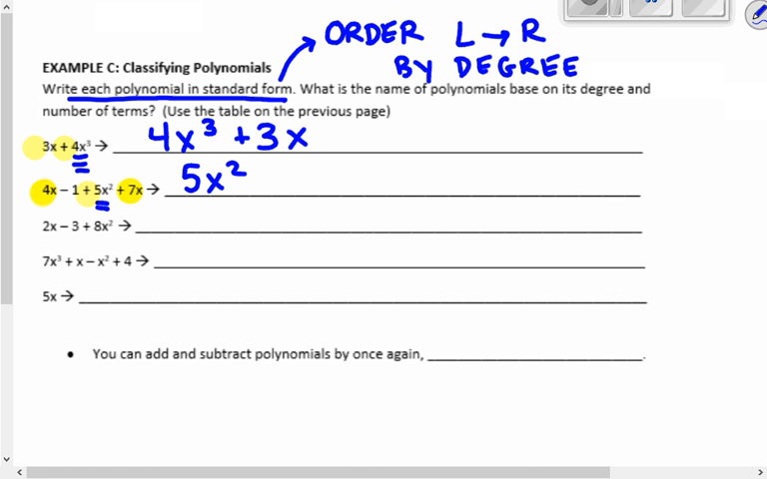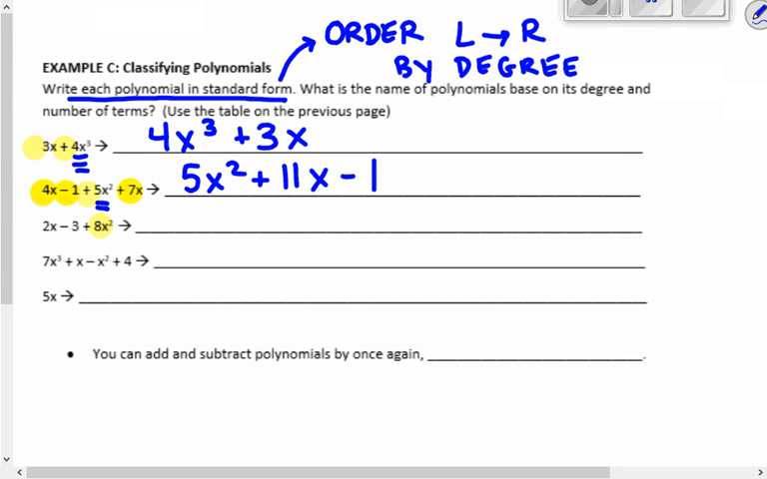And if you get the chance to combine any like terms, like right here, we're going to go ahead and do that and add them together and make 11x. And then the minus 1 is going to go last. So now that is in standard form, because it goes in order from highest degree to lowest degree from left to right, and I combined the like terms.